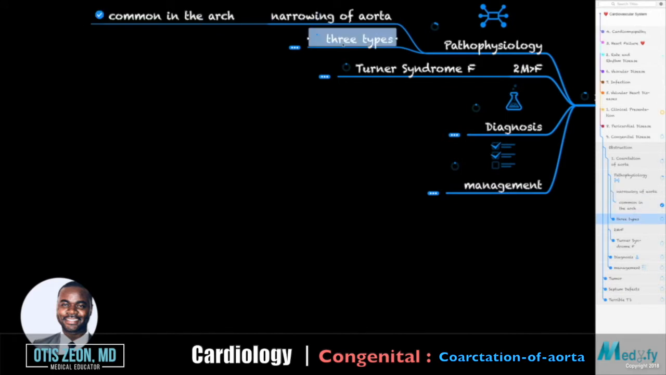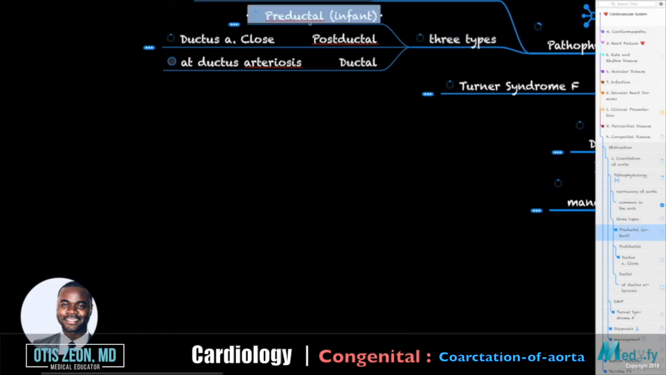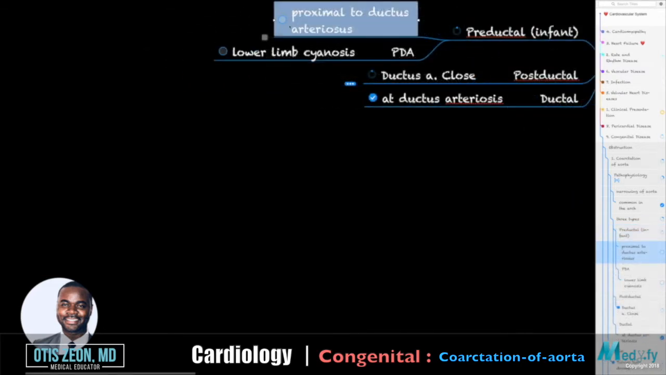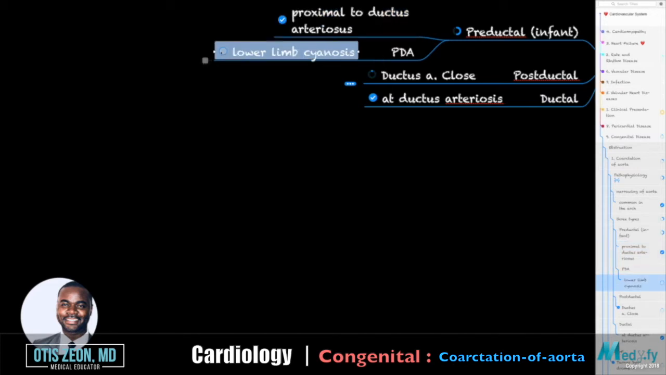Now, I broke it down into 3 subtypes because those 3 subtypes help you understand how they're going to frame the questions on the clinical vignette. The 3 subtypes are the preductal, so before the ductus arteriosus, the postductal, after, and then the ductal. The ductal is very rare and it's not heavily tested. But the bulk of your questions will come from understanding the difference between the preductal and the postductal. Preductal means before the ductus arteriosus on the aorta, and that can lead to lower extremity cyanosis. This is where your clinical vignette will like to test you.